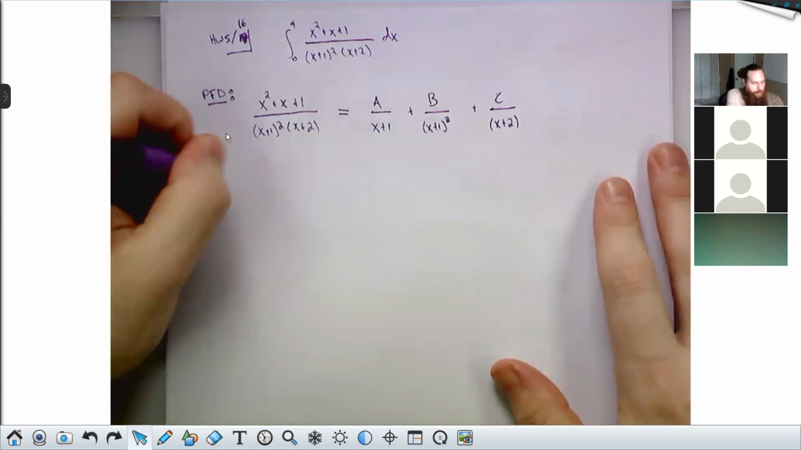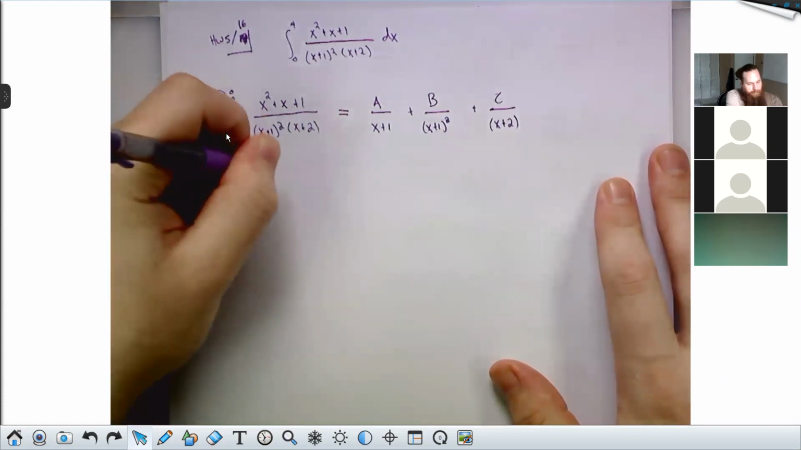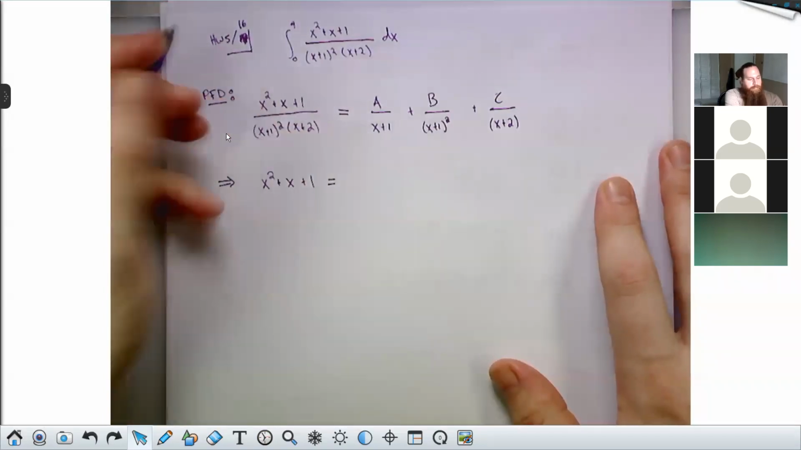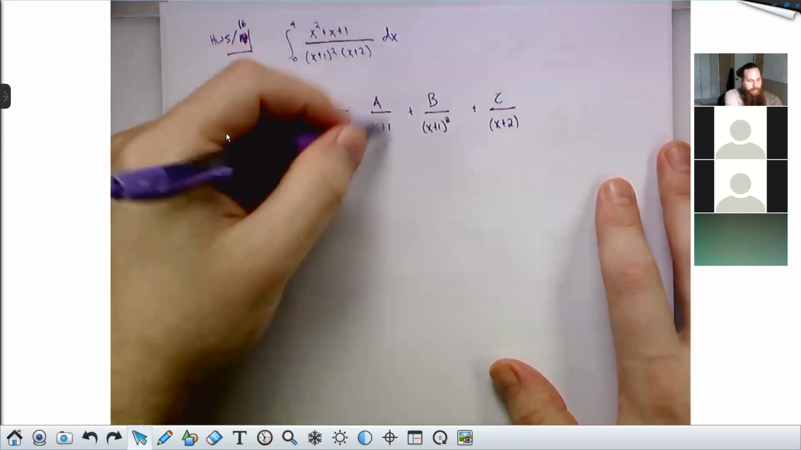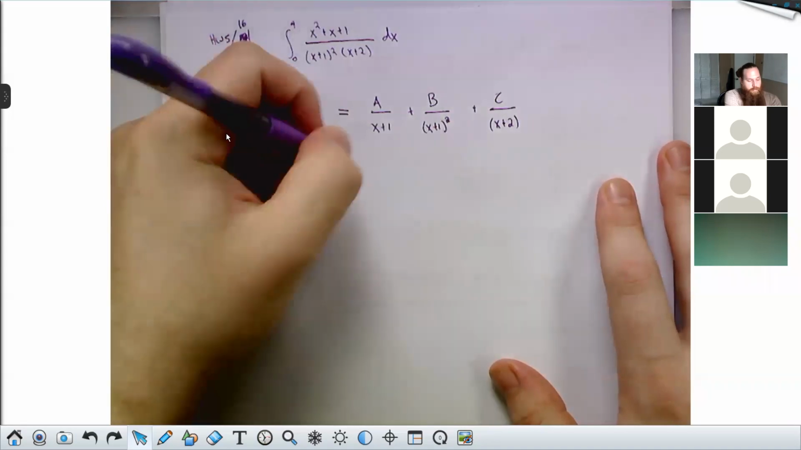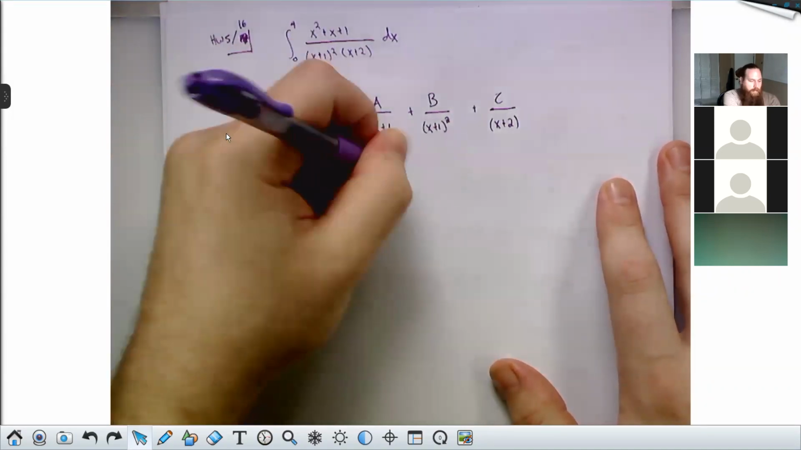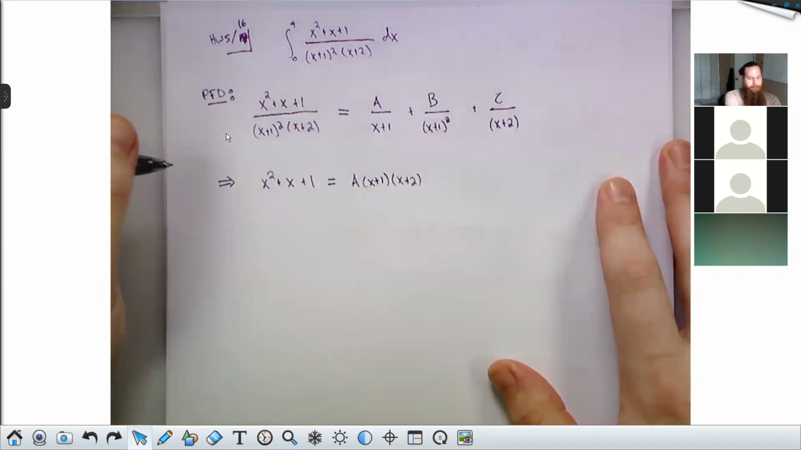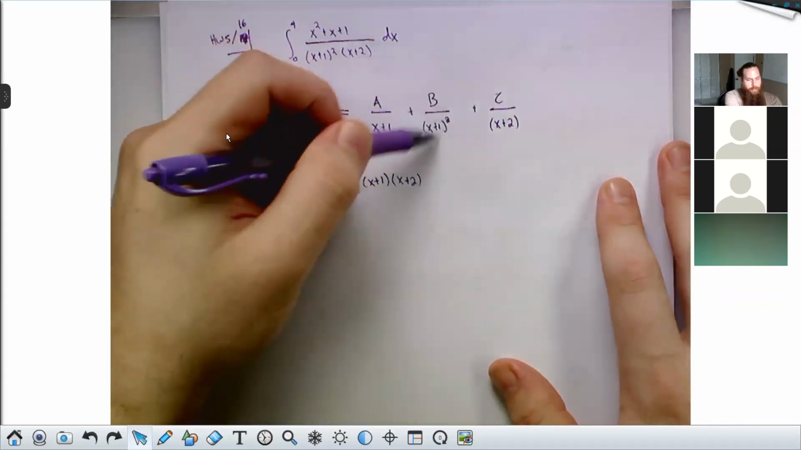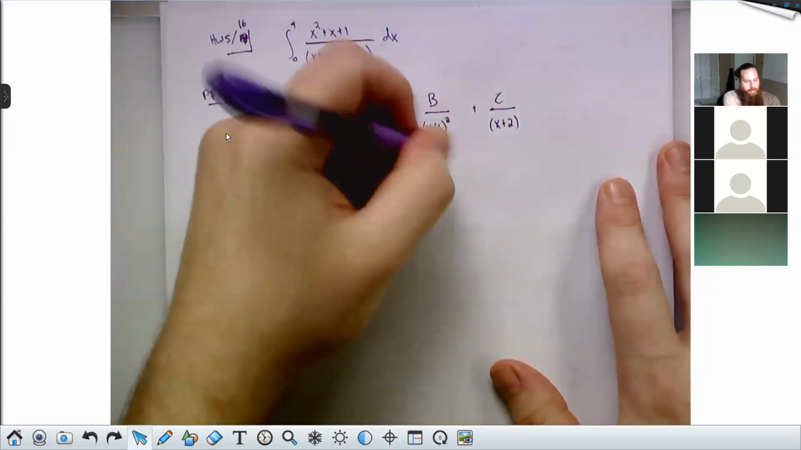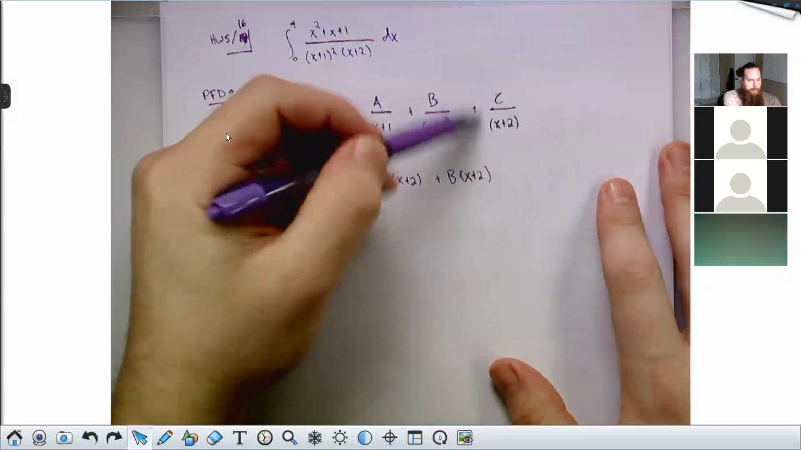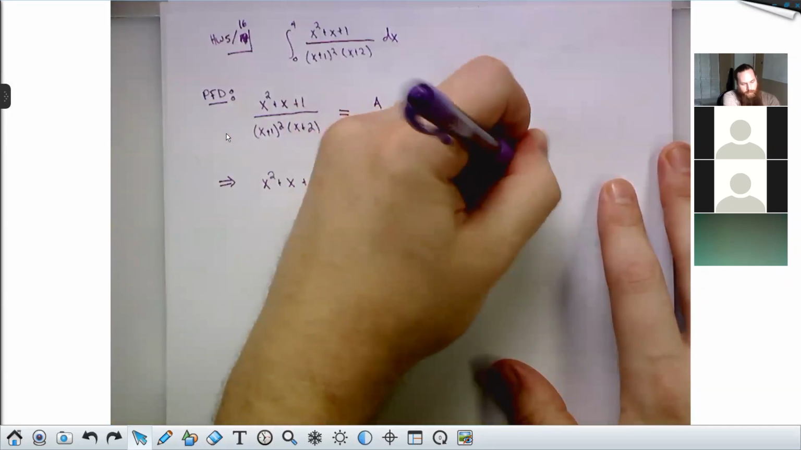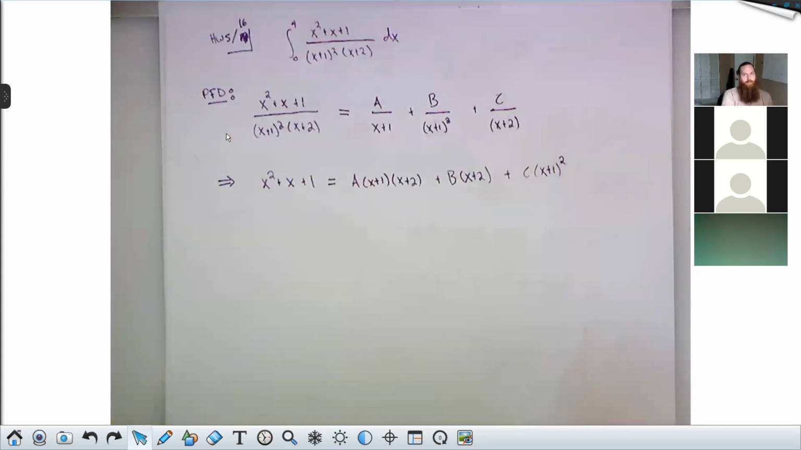From here, our next step looks the same as it always does. We cross multiply to get rid of all the denominators. So when I multiply by x plus 1 squared times x plus 2, everything cancels on the left and I just get the numerator. When I multiply this by x plus 1 squared times x plus 2, one of the x plus 1's will cancel, one of them won't. So I'll have x plus 1 times x plus 2. When I multiply this by x plus 1 squared times x plus 2, both of the x plus 1's will cancel, and I'll just get b times x plus 2. And when I multiply this by x plus 1 squared times x plus 2, the x plus 2 will cancel, and I'll get c times x plus 1 squared. So that's what we have after clearing the denominators.